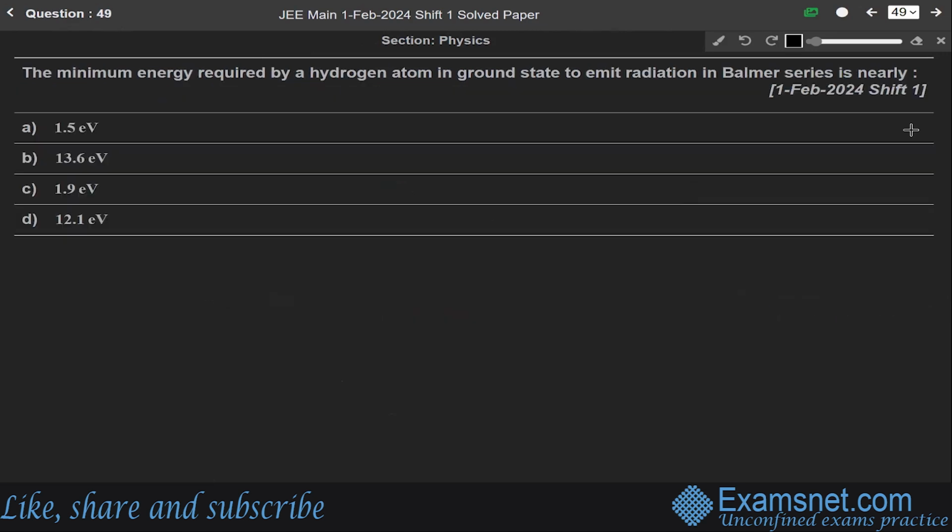Now next question, 49. The minimum energy required by a hydrogen atom in ground state to emit radiation in Balmer series nearly is. This question is from the chapter of atomic and nuclei.